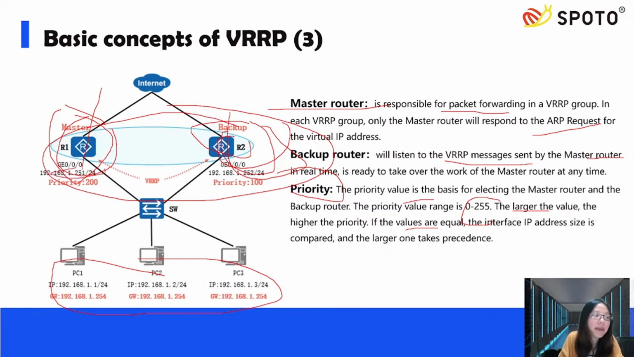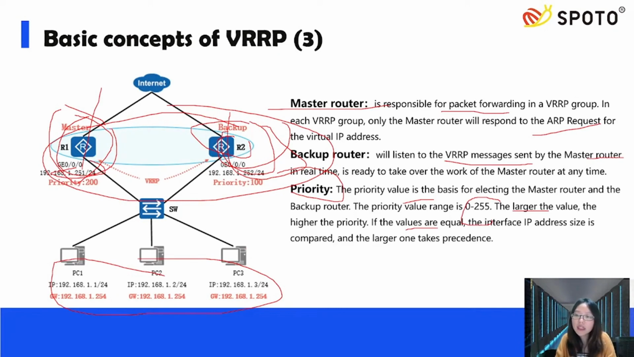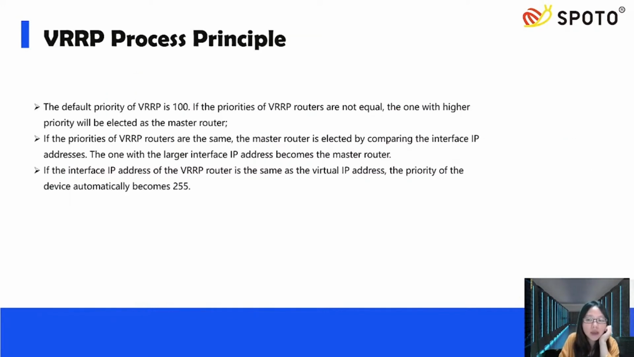We will compare the IP address. The larger one takes precedence. Okay, so the master router periodically sends VRRP messages at a certain interval to notify the backup routers in the same VRRP group about its survival status. Okay, so how does VRRP work?